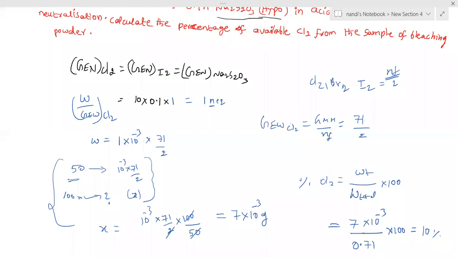M means milli. That's why I'm keeping 10 power minus 3. Try to understand, please. So 1 milli equivalent is equal to 10 power minus 3. What is the equivalent weight of Cl2?